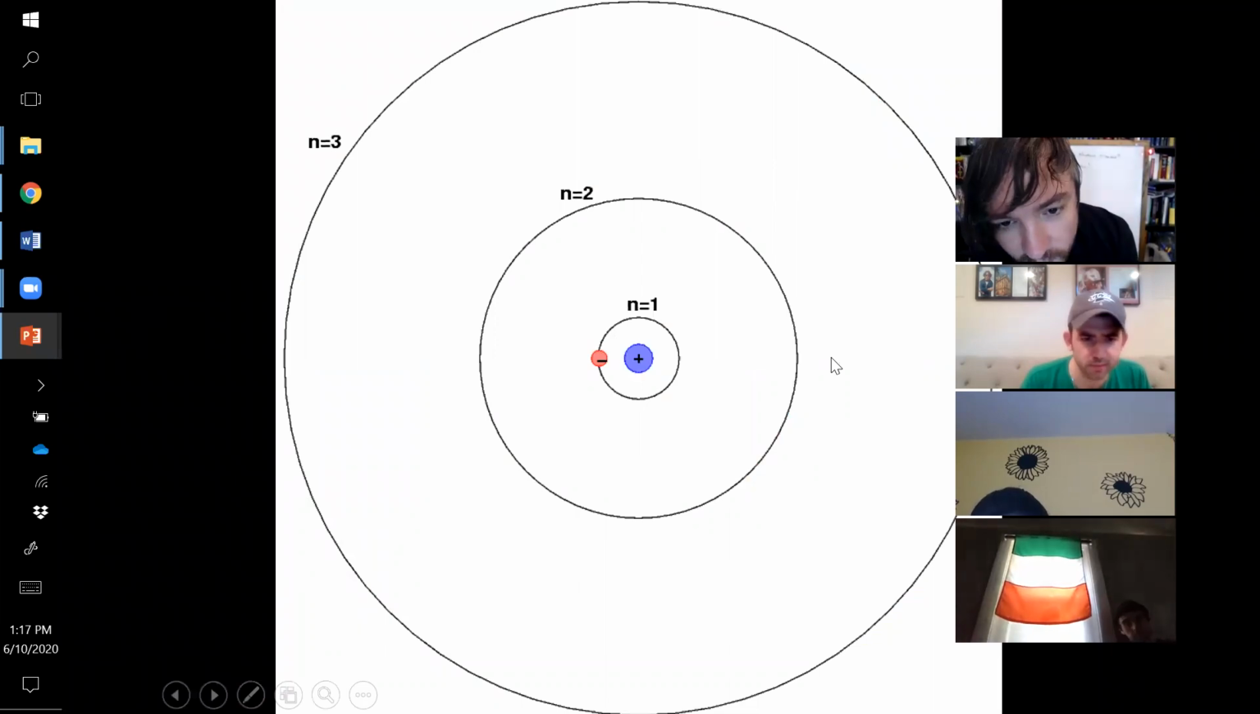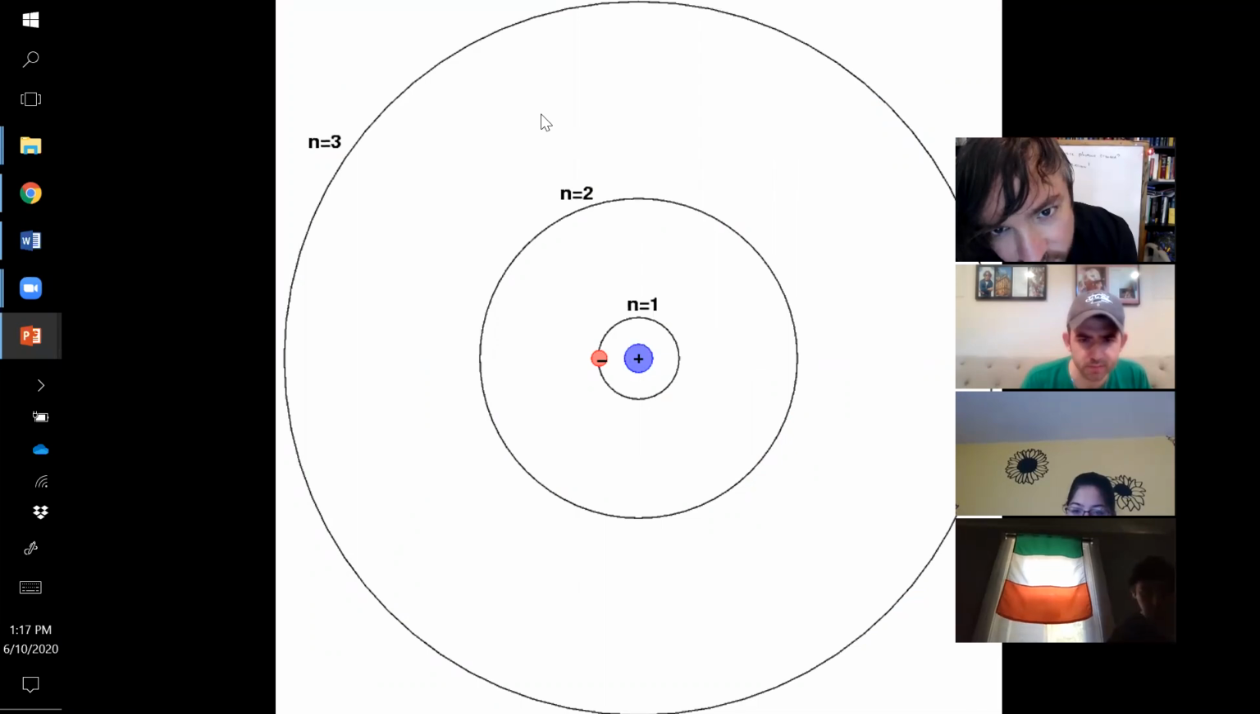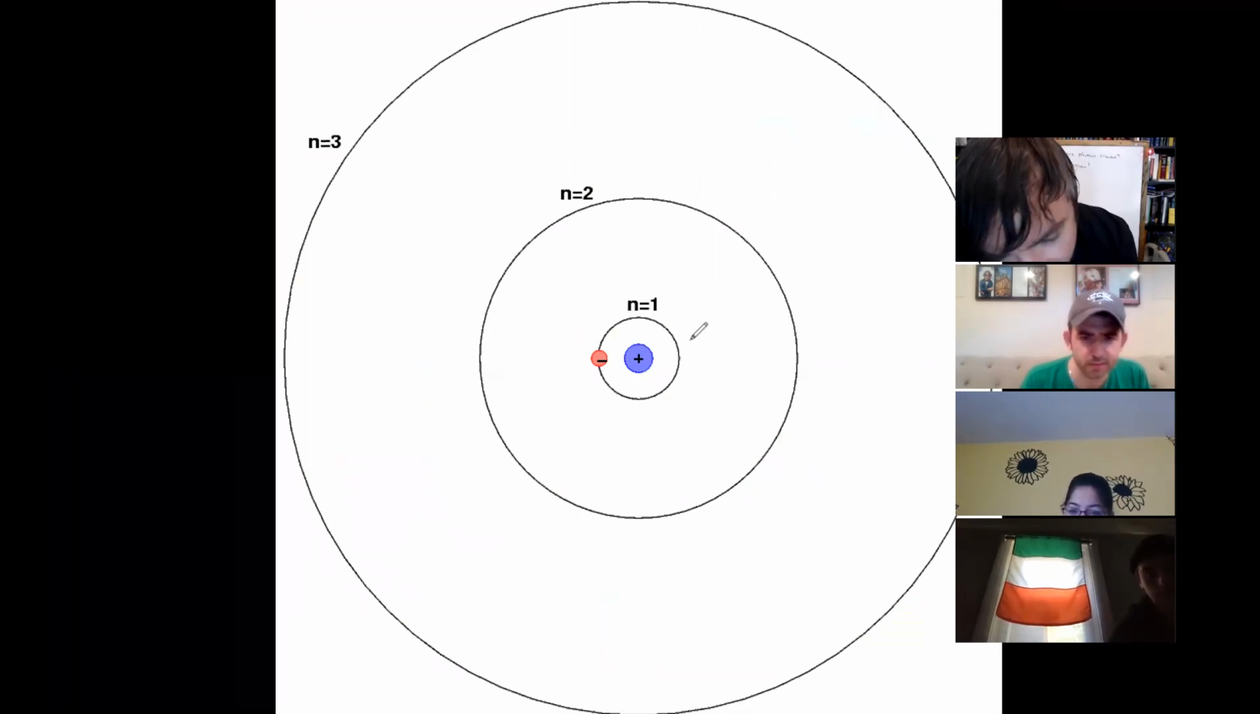Electrons are not allowed to orbit the atom at any particular distance. It's not like the way gravity works. Atoms are held by electromagnetism. The electron can orbit here in this particular orbit. This is the default orbit called the ground state.